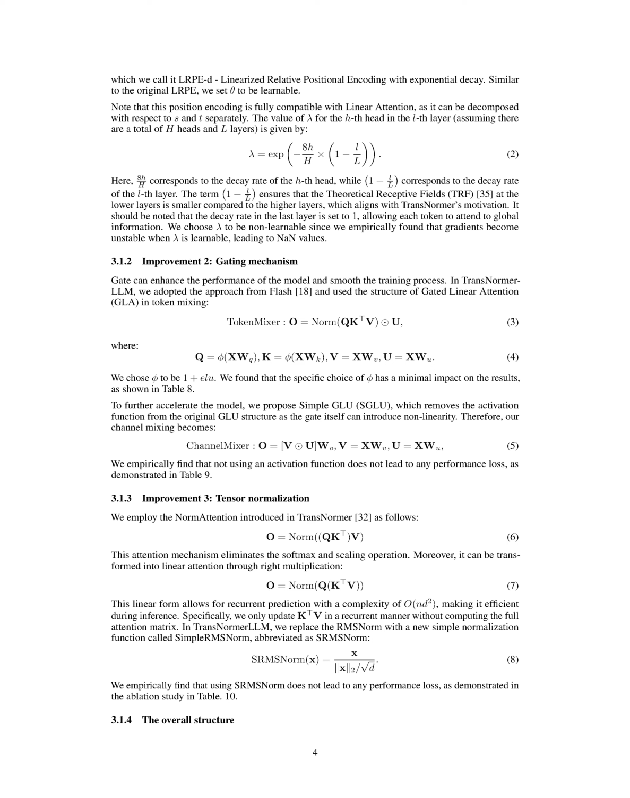Section 3.1.2 Improvement 2, Gating Mechanism. In the second improvement of our model, TransNormerLLM, we've incorporated a gating mechanism to enhance its performance and streamline the training process. We've borrowed this approach from Flash and used the gated linear attention (GLA) structure in token mixing. In simpler terms, we've mixed tokens in a way that involves a gating mechanism, which is a method of controlling the flow of information. The mathematical expression for this process involves a few variables.